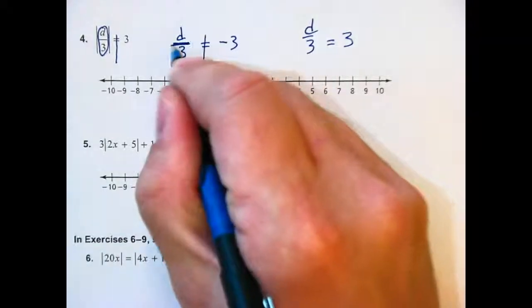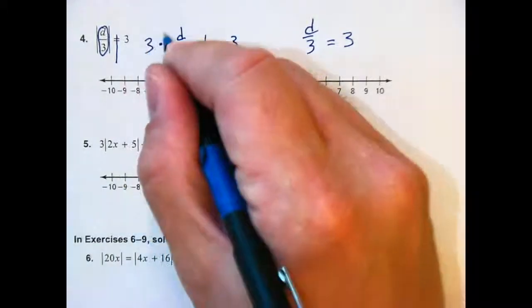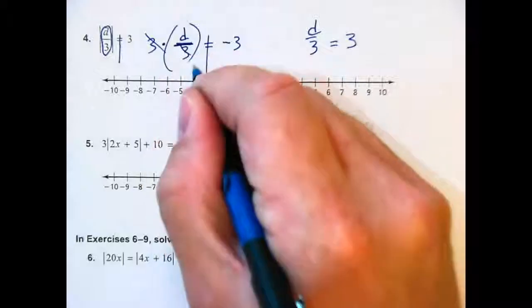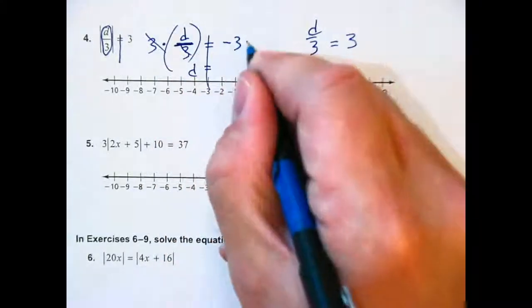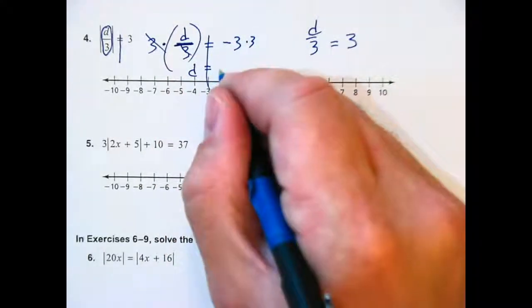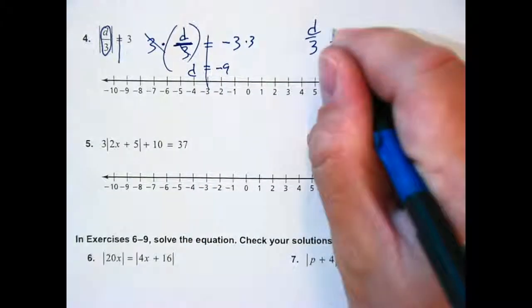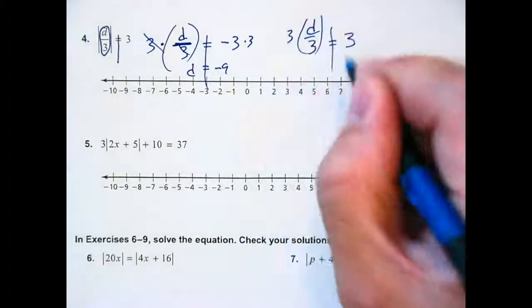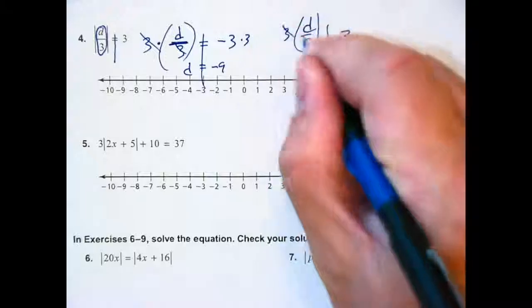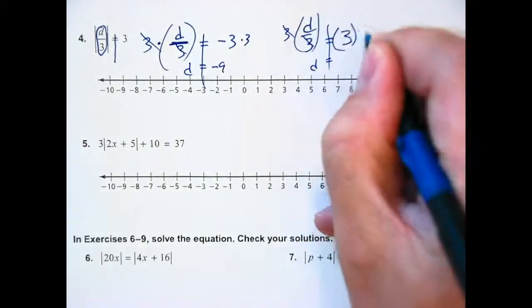Yeah, the opposite of dividing is multiply. Multiply both sides by 3. That cancels that. I'm left with D. When I multiply by 3, I get -9. Here, multiply both sides by 3. I'm left with D equals 9.